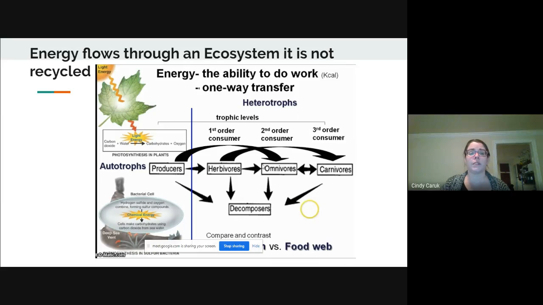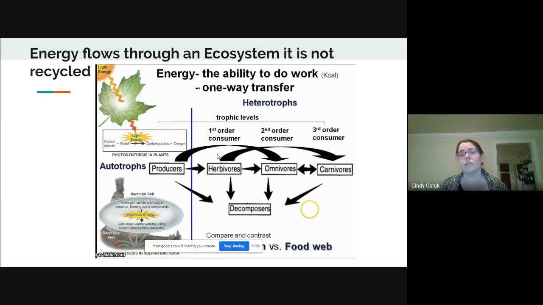So here we can see we have our producers. Those are going to be photosynthetic, things like plants, also cyanobacteria, algae. So they're capturing light energy and turning it into usable chemical energy. And then in our deep sea vents, we have bacteria. They're taking hydrogen sulfide and combining it, creating this chemical energy, okay, that can then be used to make carbohydrates. It doesn't always require oxygen. That's important to know. Okay.